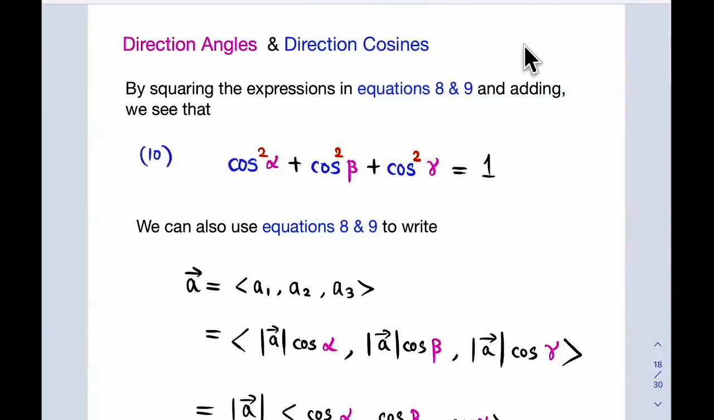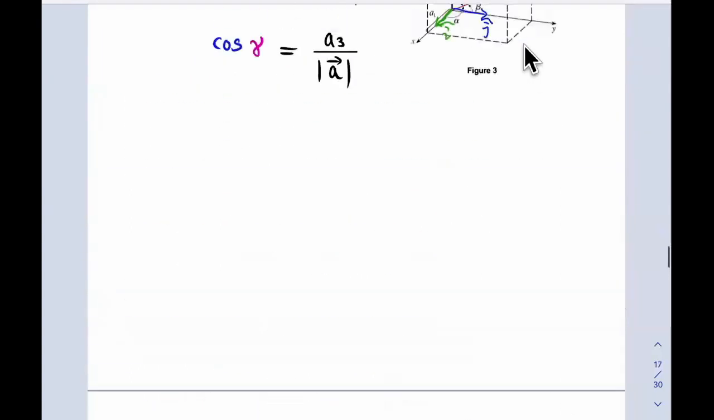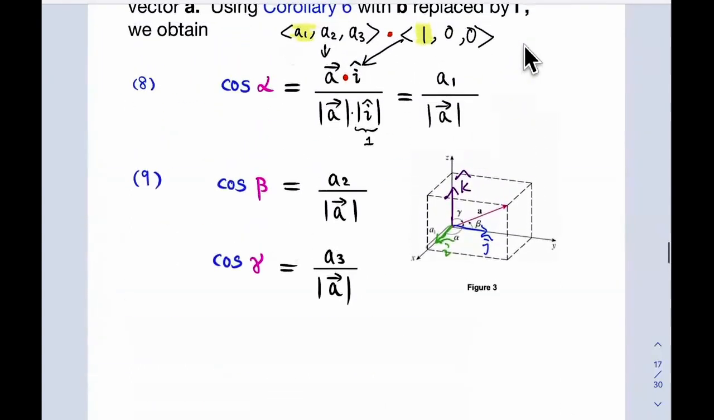Now, what happens if I square this, and then square this and square this, and sum them up? If I square this, what do I get?